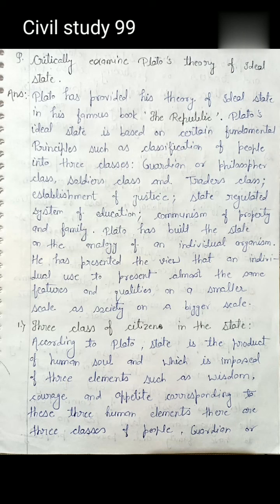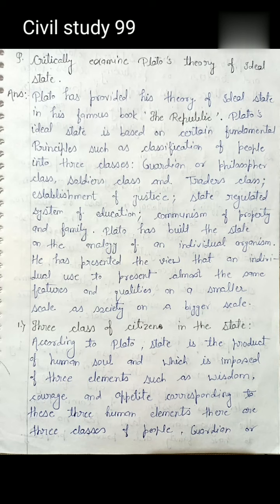Plato's ideal state is based on certain fundamental principles such as classification of people into three classes: guardian or philosopher class, soldiers class, and trader class, and then establishment of justice, a state-regulated system of education, communism of property and family. Plato has built the state on the analogy of an individual organism. He has presented the view that an individual used to present almost the same features and qualities on a smaller scale as society on a bigger scale.